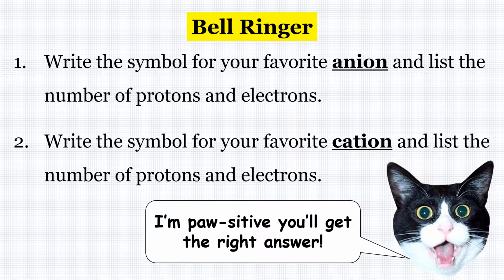This is the first lesson of our third unit. Today we'll be doing a review of ionization. Our bell ringer today asks you to write the symbol for your favorite anion and cation and list the number of protons and electrons.